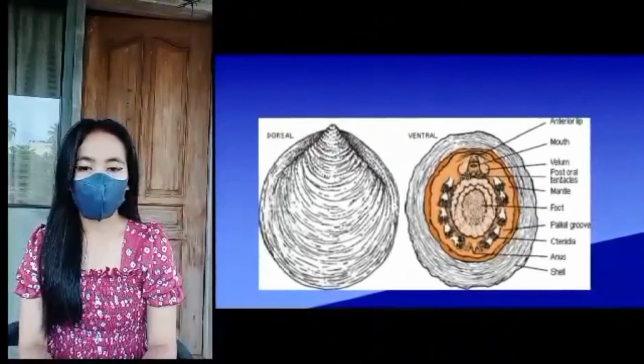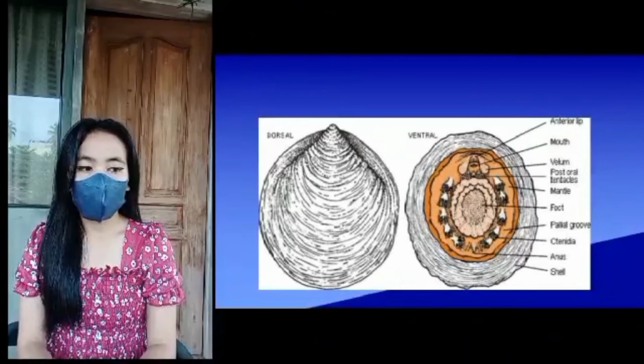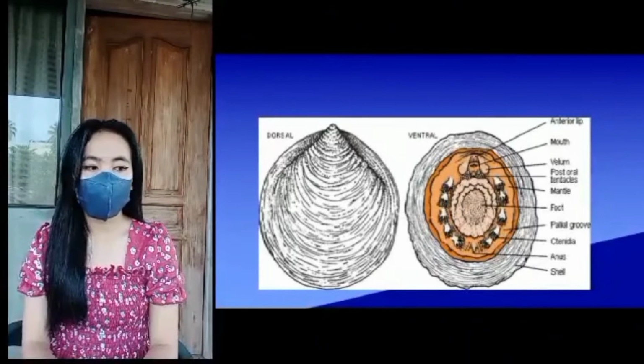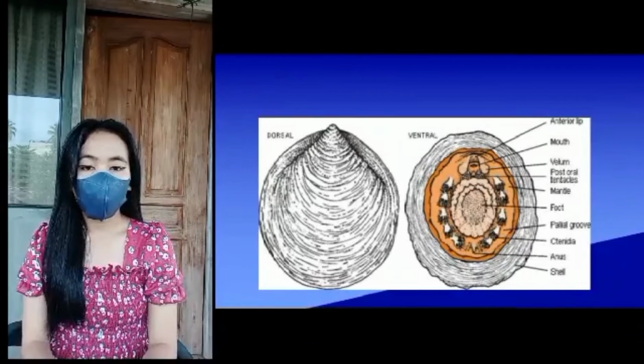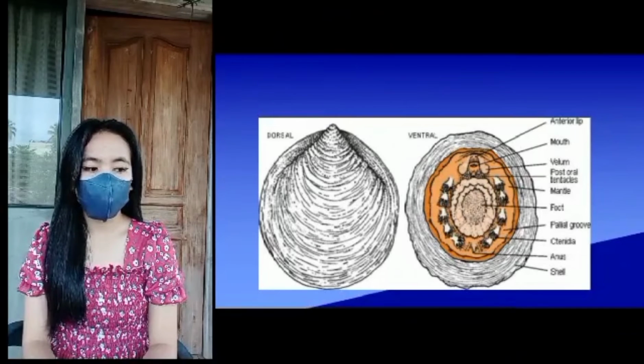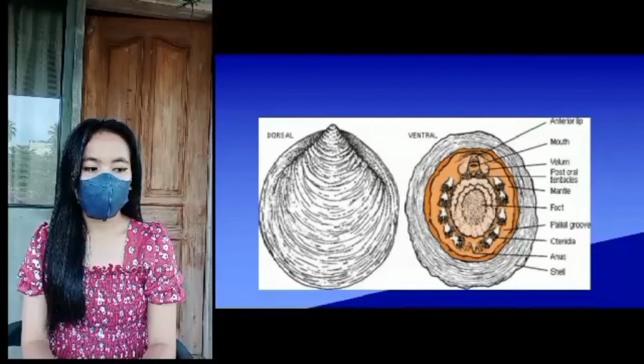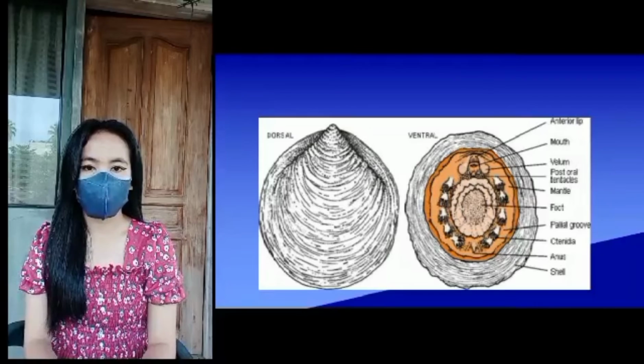So let's see the Monoplacophora. The parts are the dorsal, ventral, anterior lip, mouth, velum, post-oral tentacles, foot, pallial groove, ctenidia, anus, and shell.